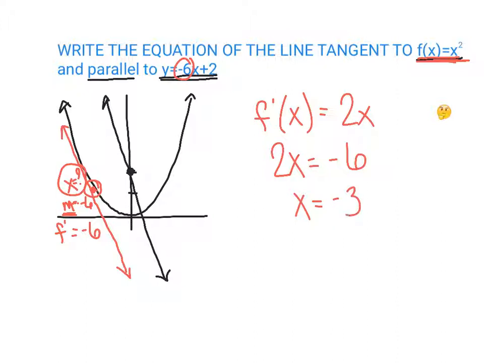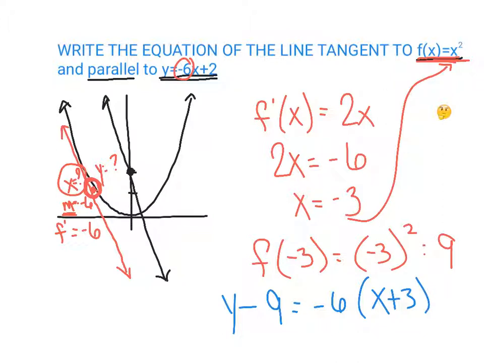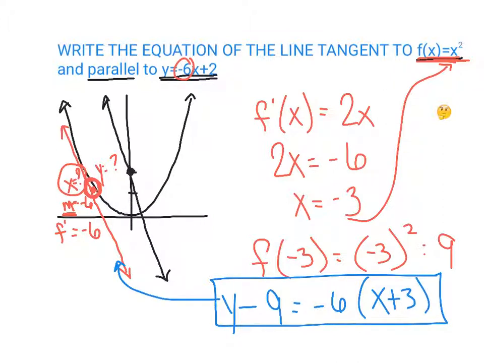Look at that. And it makes sense. It kind of fits our graph. That x-coordinate right here is a negative 3. Now what's the y-coordinate? Let's plug this negative 3 back into the original function, and f of negative 3 equals negative 3 squared, which makes 9. So if we put this all together, y minus 9 equals negative 6 quantity x plus 3. And that is the equation of a tangent line that's parallel to this line.